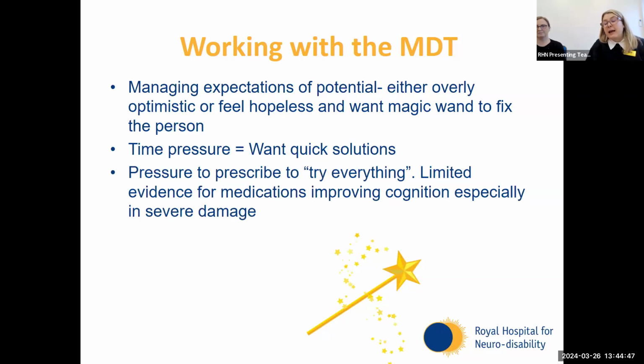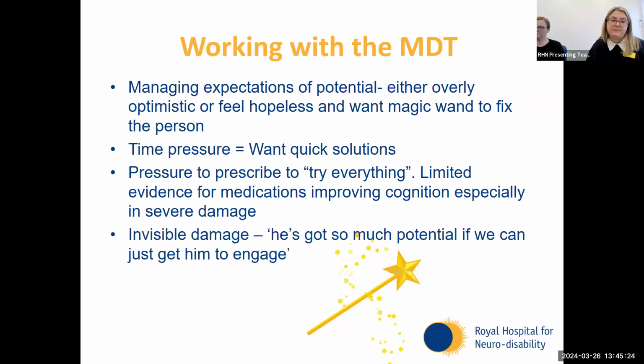I think that's something that came up in my interviews with medical professionals in my PhD: they feel pressure to prescribe, to try everything in their arsenal to help the person, and to consider it on the balance of probabilities. Would a trial of an antidepressant be harmful? Most likely not, so should we try it anyway? But like we said earlier, there is limited evidence for medications improving cognition, especially in severe damage. So if the formulation is cognition, that medication is really not going to help with the issue, and we need to be thinking about how to support a better understanding of how cognition is limiting engagement and how that cognition needs to be scaffolded.